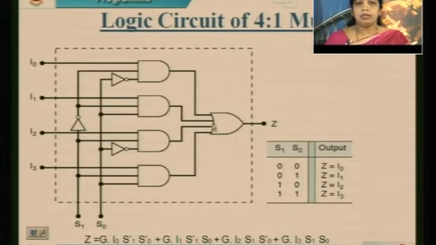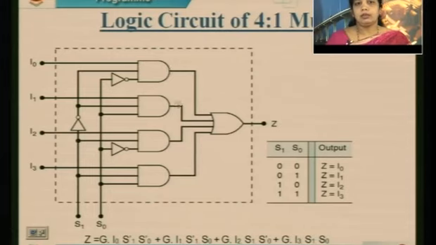So the OR gate will be selecting one out of all 4. Since I am sending S0, S1 as 0 0, this gate will be high. The rest of the gates are low. The output of the second gate is low, the output of the third gate is low, the output of the fourth gate is low. So only the output of the first gate will be high. So my output over here is I0. It is nothing but I0.